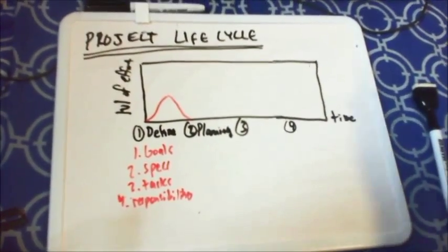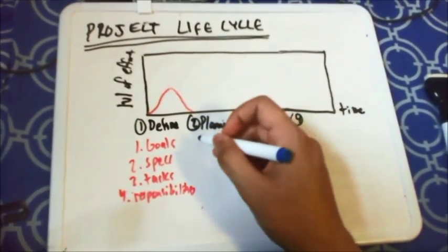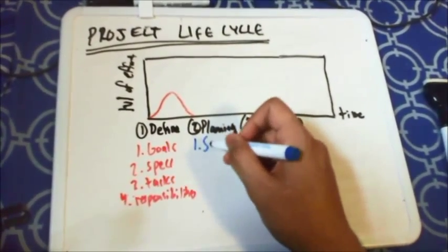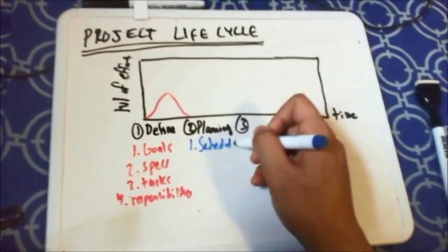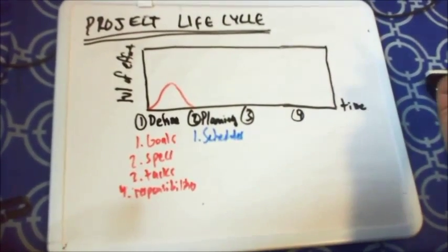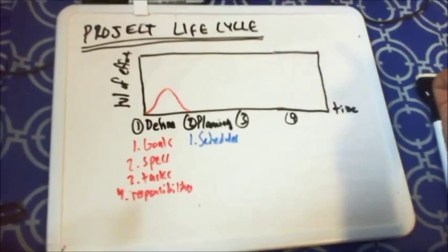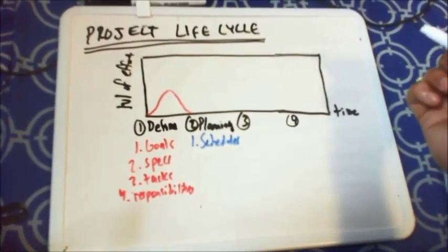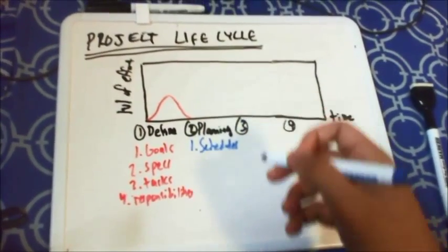So what is involved in this? I'll change my marker. Schedules. So scheduling the project times, when everything will be finished, the dependencies, as well as the different flow charts and lifetime of the project. How long will every task take?